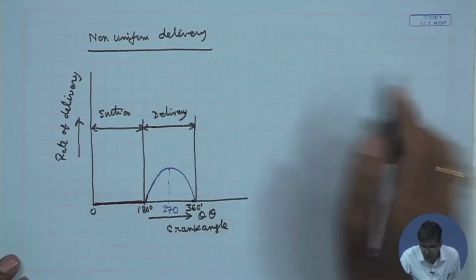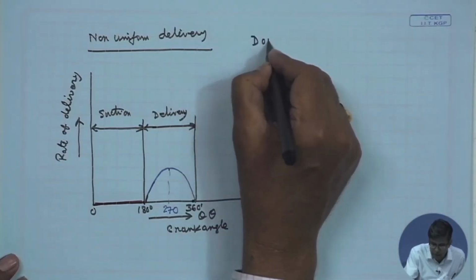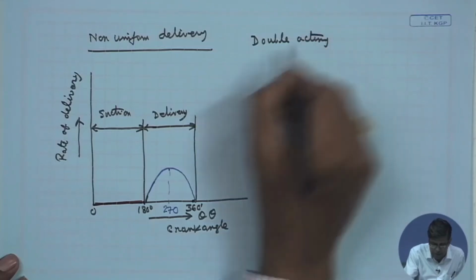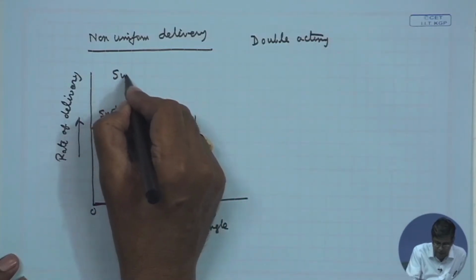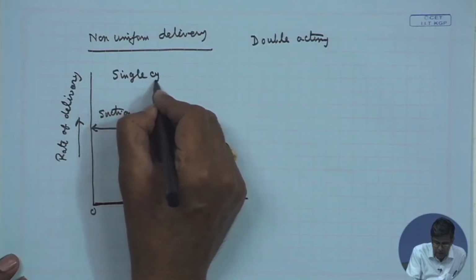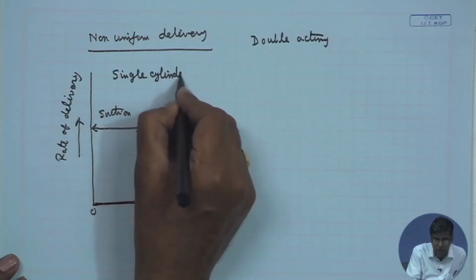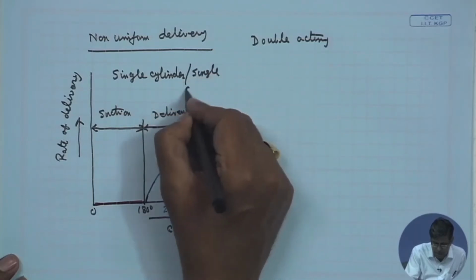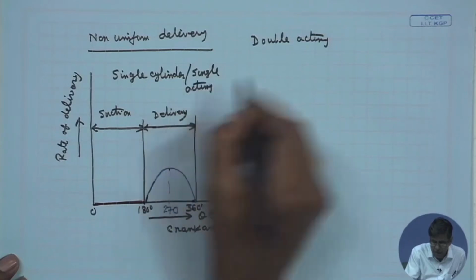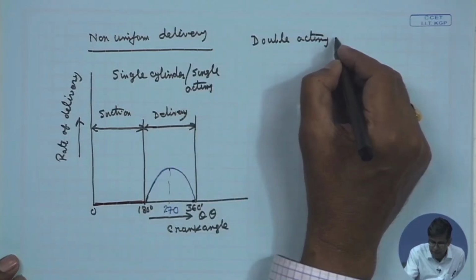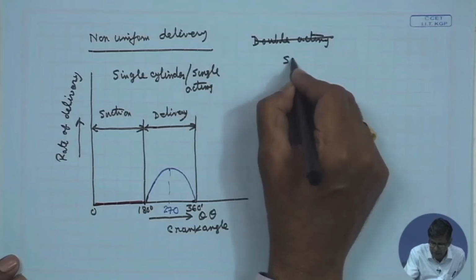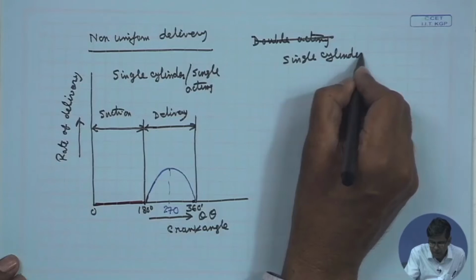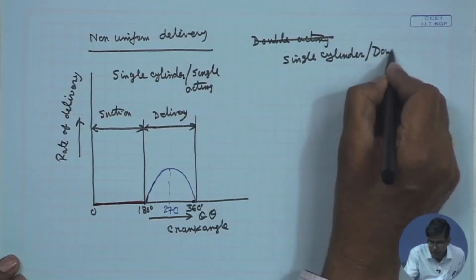Now, this is single cylinder, single acting. Now, if we have a double acting, but single cylinder. What is double acting?